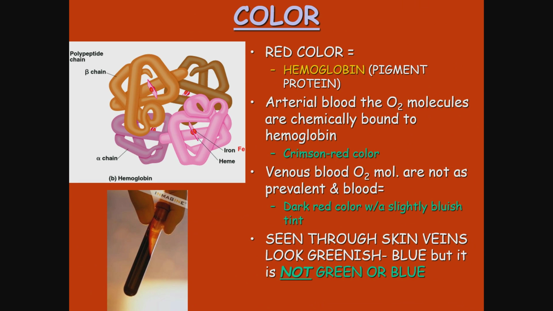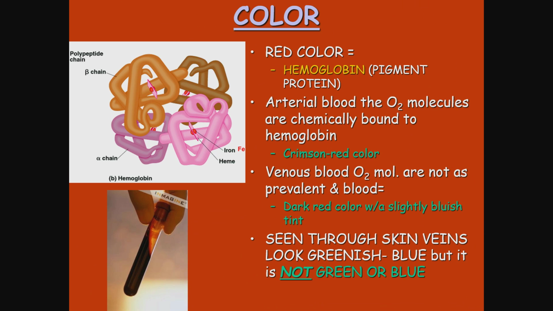First, the color of blood. Oh my gosh, guys, this is so important to me. Your blood is not blue. We've already talked about this, but I'm going to say it again. Your blood is red because it contains the pigment protein hemoglobin. You already know that. Arterial blood is the blood that is full of oxygen and chemically bound to hemoglobin, so it has a crimson red color.